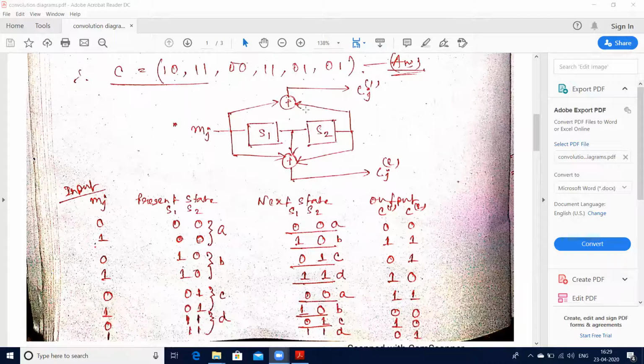And you can see there are 2 XORs. That means this and this. Okay. So first of all, you have to make this table. So you have to consider this M message, present state, next state, output. Present state of delays S1 and S2, next state of S1 and S2, and the corresponding output.